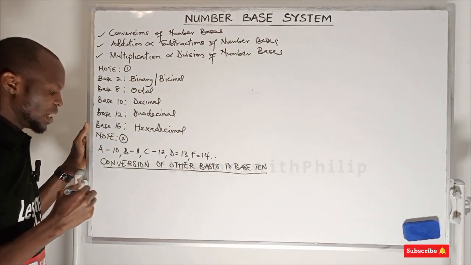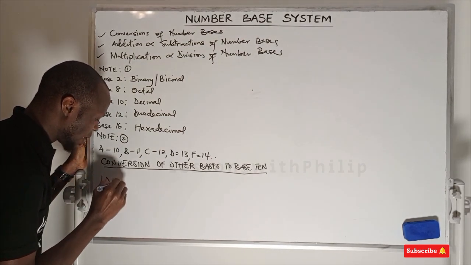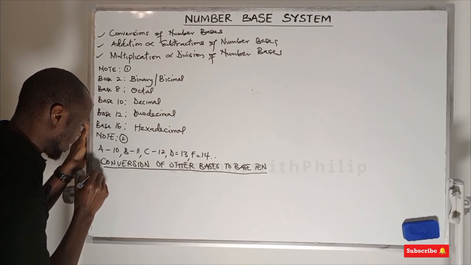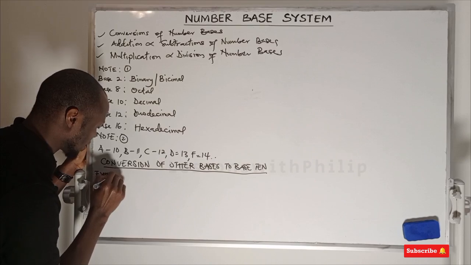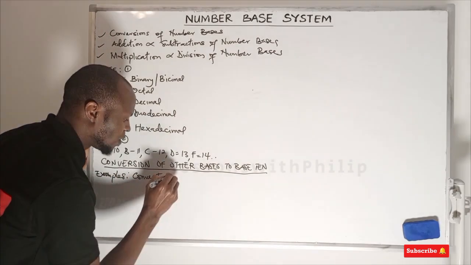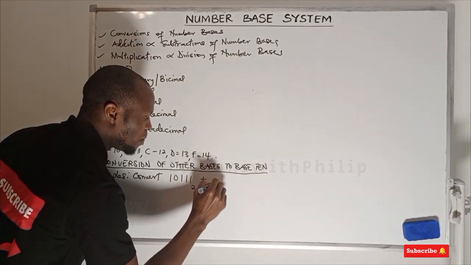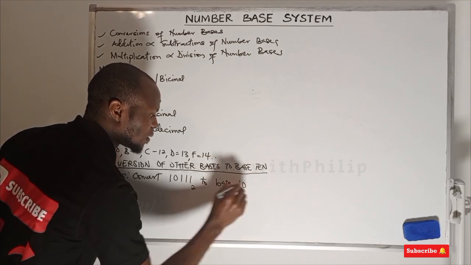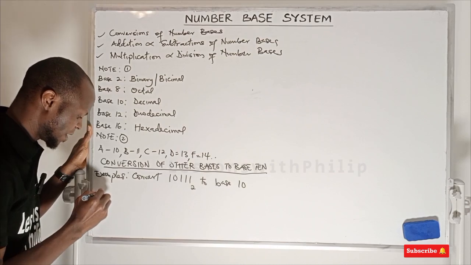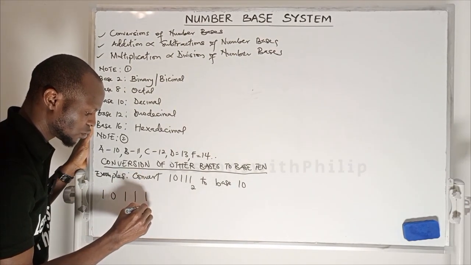For example, if my example says convert 10111 base 2 to base 10. How do I do that? What you need to do is write your number clearly: 10111, which is in base 2.